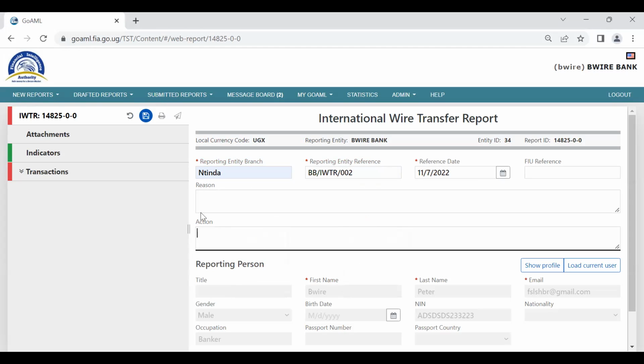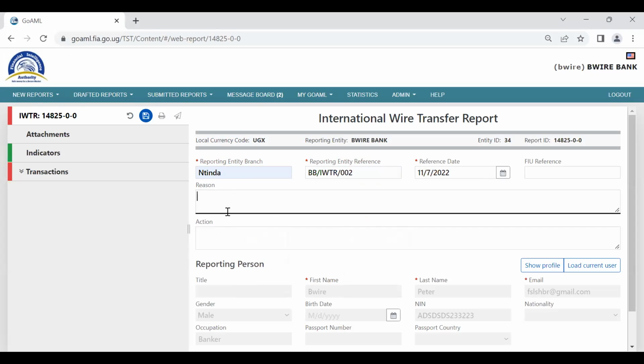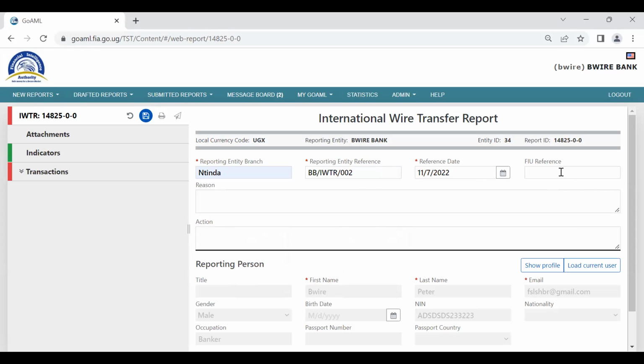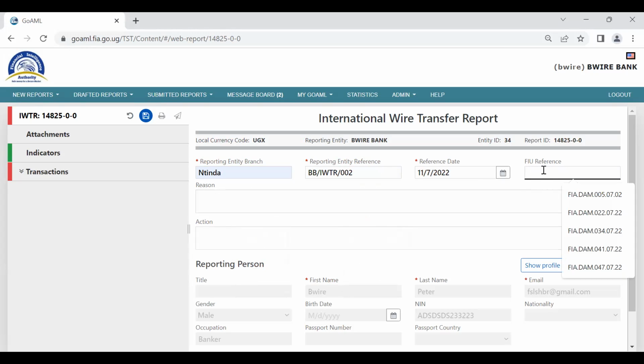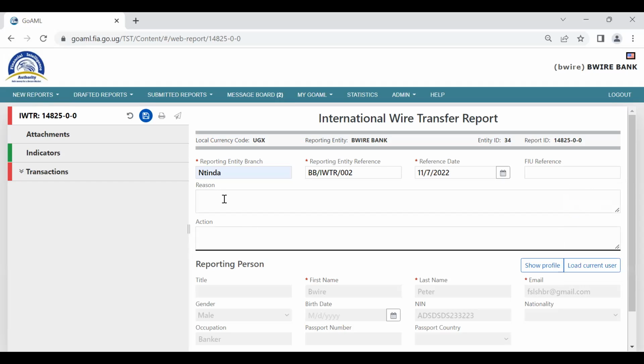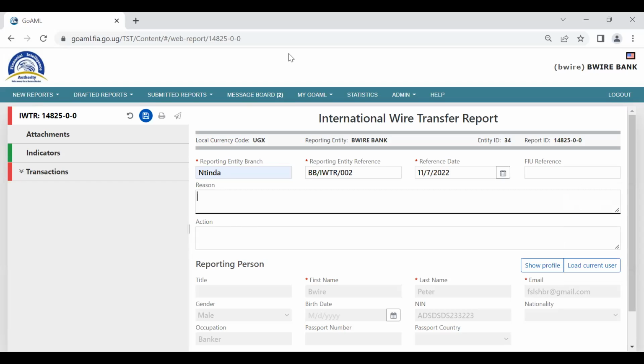For IWTR, large cash, and aggregated reports, there's no reason or action. Reason and action are for suspicious transaction and suspicious activity reports. Okay. The FIU reference is for additional information files, so no need for that. Any questions on this page before we go to the next?